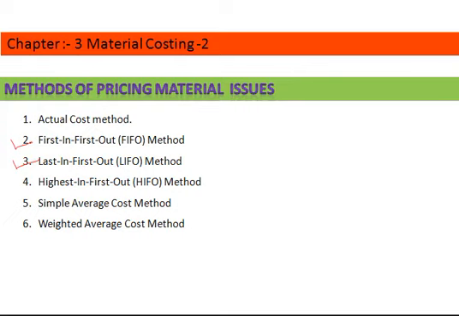Dear students, in Advanced Accounting and Auditing Paper 1, Chapter 3, Material Costing 2, Methods of Pricing Material Issues. Today we will see the Simple Average Cost Method.